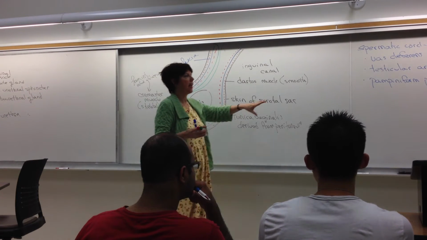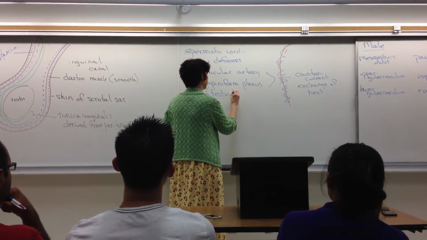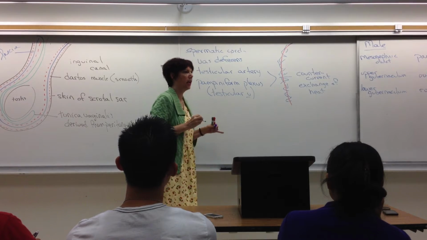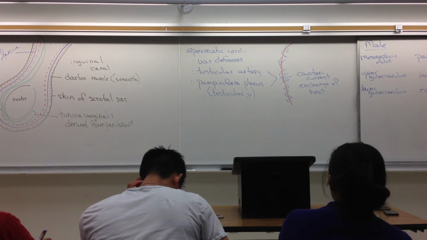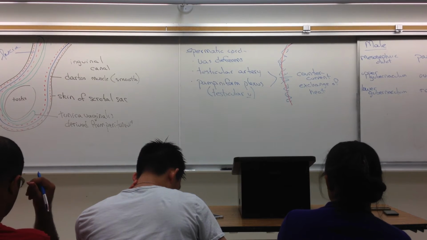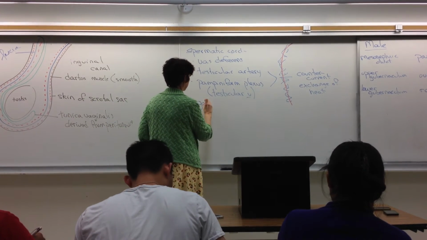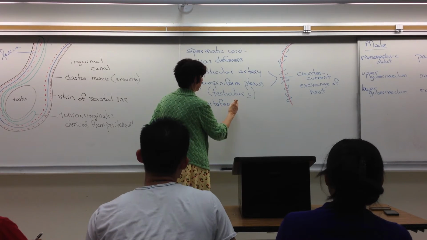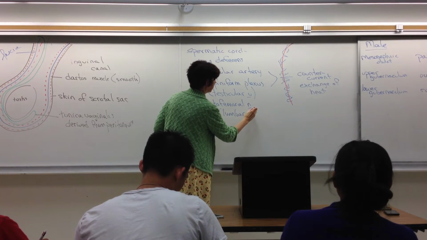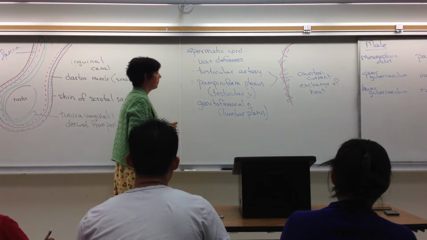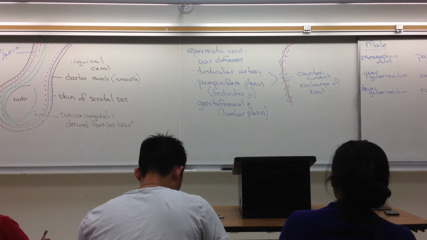So in lab, if you identify this as the testicular vein, that is not incorrect. It is a form of the testicular vein, but for full credit, pampiniform plexus, if it's wrapped around the structure of the testicular artery in the spermatic cord. Then we have nerves. We have the genitofemoral nerve, which is part of the lumbar plexus. Okay, so those are the major components of our testicular spermatic cord.